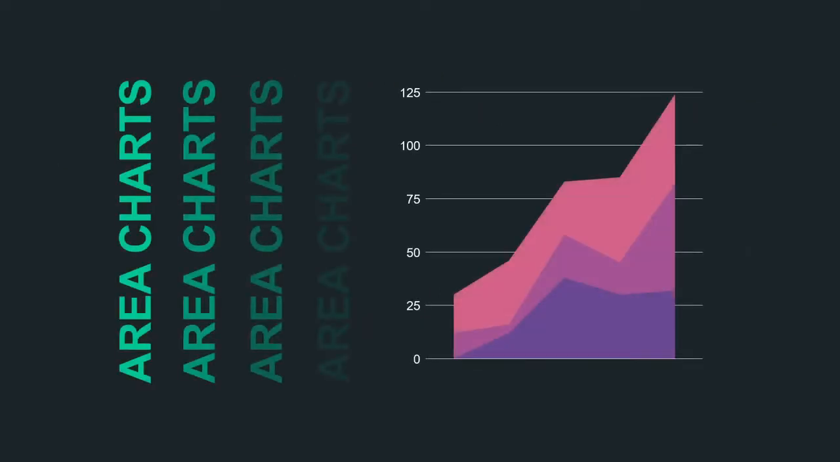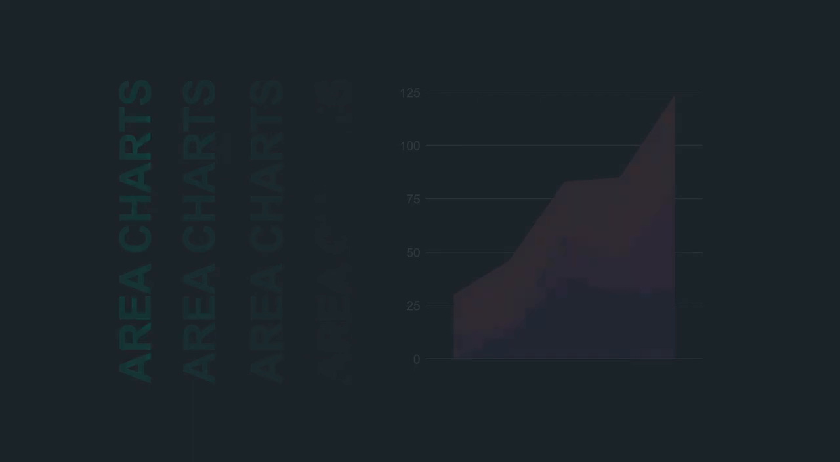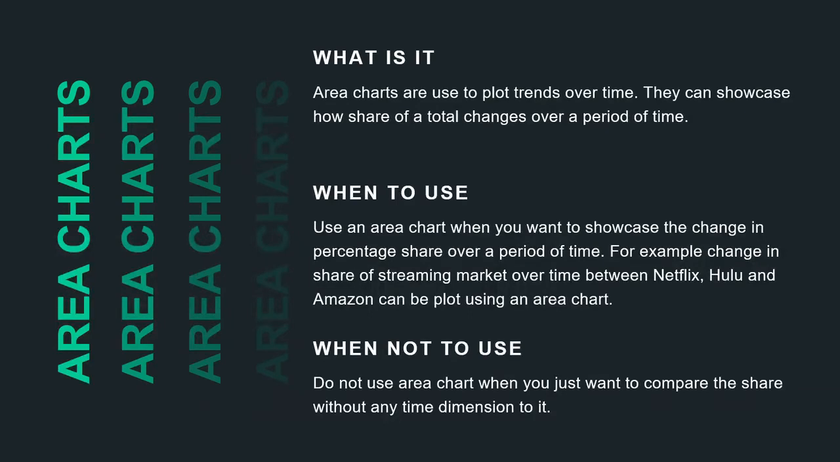Next chart type is an area chart. Area charts also use time dimension to plot, but are used to showcase trends and change in percentage share of a total over a given period of time. For example, you can use an area chart to showcase how market share between Netflix and Amazon has changed over a given period of time. Do not use an area chart when you just want to compare change in share of total without any time dimension to it.